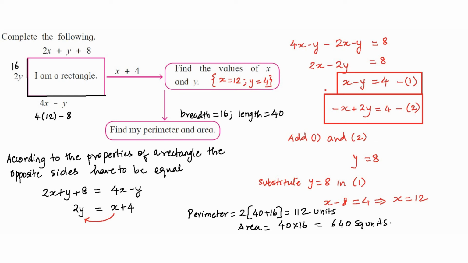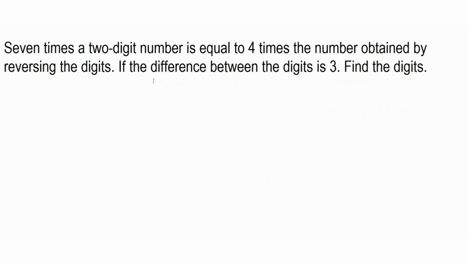Okay, moving on. 7 times a 2-digit number is equal to 4 times the number obtained by reversing the digits. Okay, that's the first condition given to me. So, 7 times a 2-digit number is equal to 4 times the number obtained by reversing the digits.